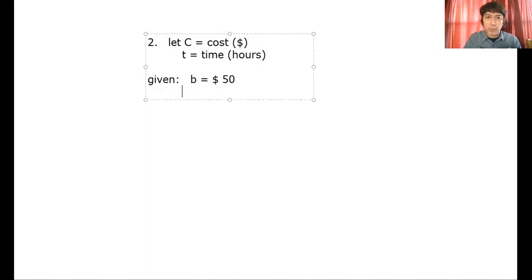And our slope will be $25 for every hour. So how do you check which one is b and which one is m? If you see two units, that will be the slope, and in this case, it's the $25. And we start again with our slope-intercept form equation.